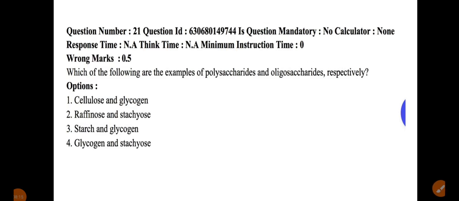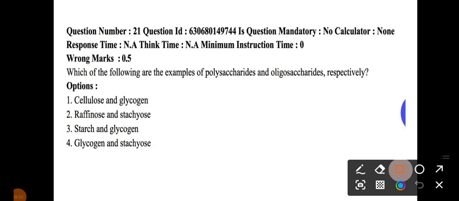Okay, the next: which of the following are examples of polysaccharide and oligosaccharide respectively, right? So options are cellulose and glycogen, raffinose and stachyose, starch and glycogen, and glycogen and stachyose, right? So these are our options. So what is the correct answer over here? So our answer is glycogen and stachyose, right? So glycogen is the polysaccharide and stachyose is the oligosaccharide.